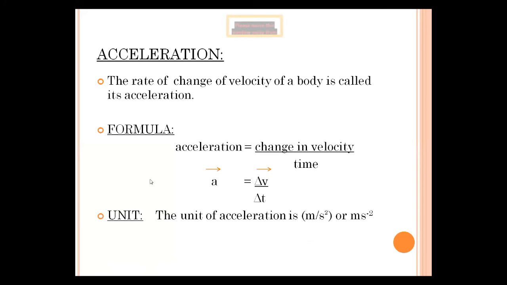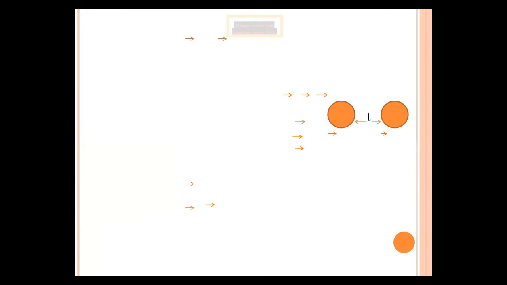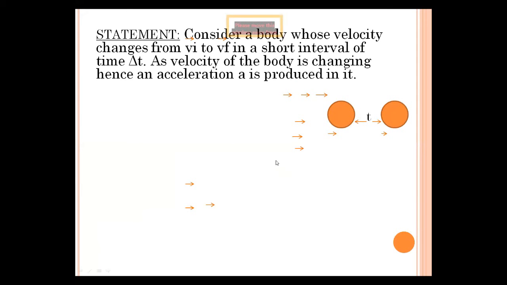Now, the unit of acceleration is meter per second square, or it can be written as m s raised to the power minus 2, and its nature is that it is a vector quantity. Acceleration is a vector quantity. Understand? Now, next, we are going to understand how we get this. First of all, let's understand the statement.